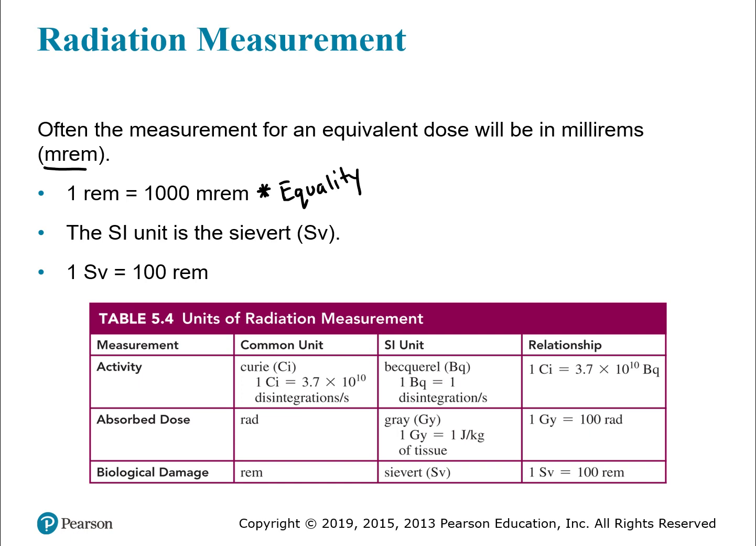The SI unit we talked about is the sievert. This is another equality. You do not need to memorize this one. 1 sievert is equal to 100 rem. You do not need to memorize it. All of the relationships in this third or fourth column here, these are all equalities that you will not need to memorize.